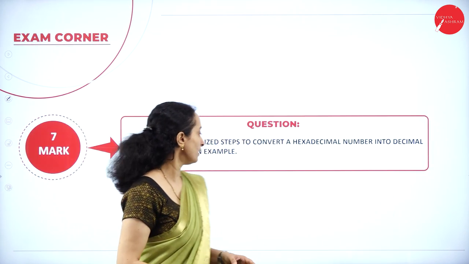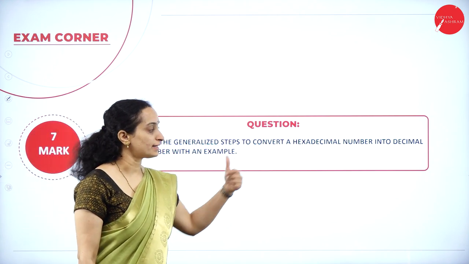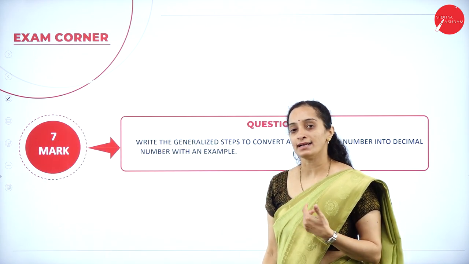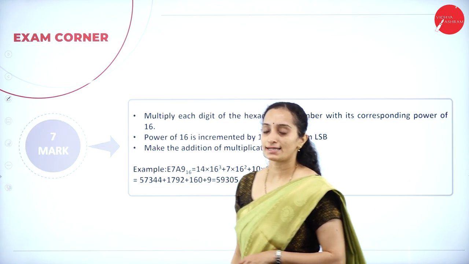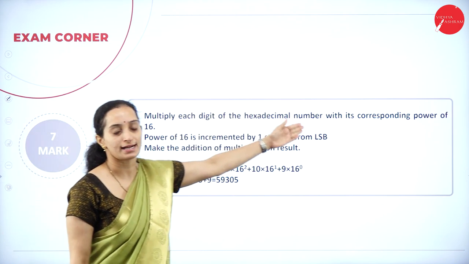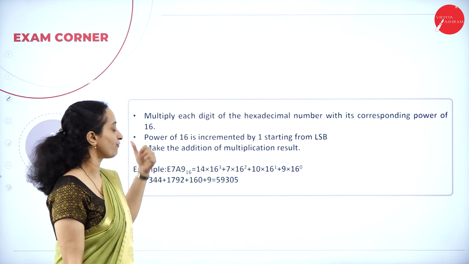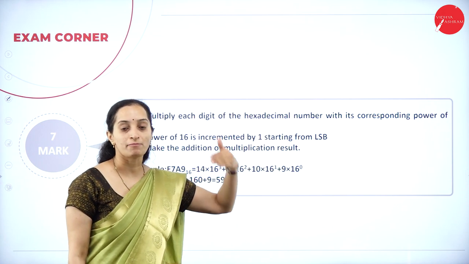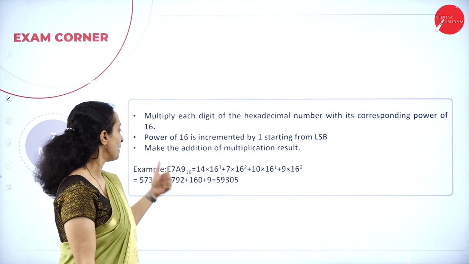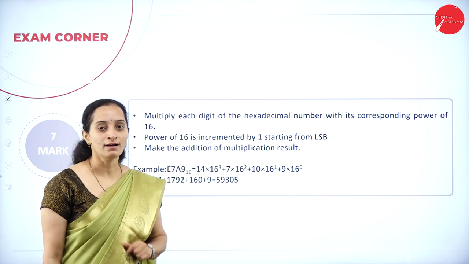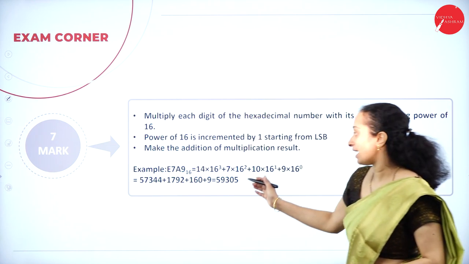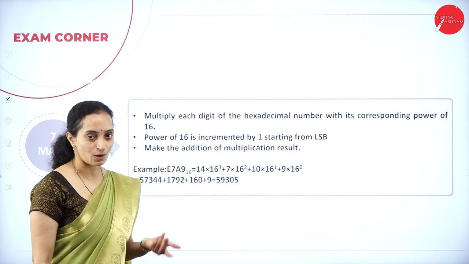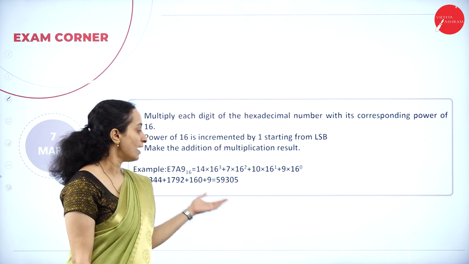Next question is the generalized step to convert a hexadecimal number into a decimal number with an example. You can write the answer in your own sentence. I have given the answer like this. Multiply each digit of the hexadecimal number with its corresponding power of 16, where the power of 16 is incremented by 1 starting from the LSB, the least significant bit. Make the addition of each of the multiplication results. So, example I have given like this. Like this, you can give any other simple example, or you can make it complex. It is left to how you are going to answer it.